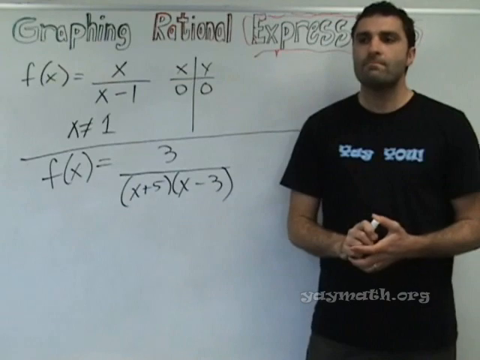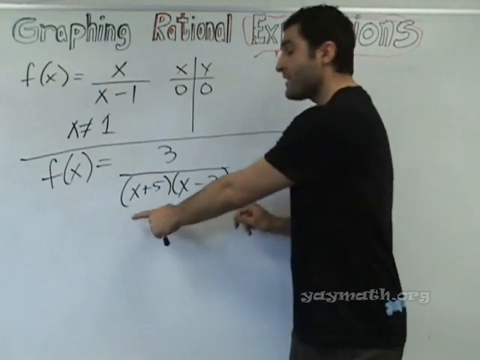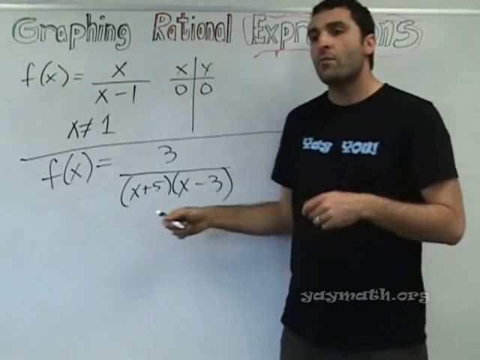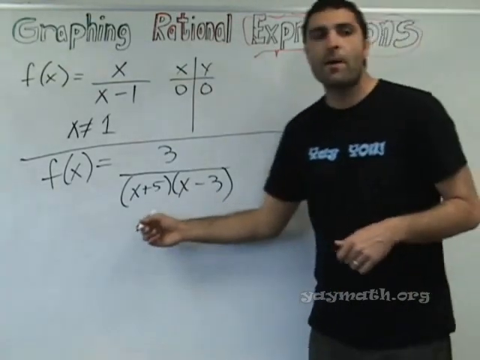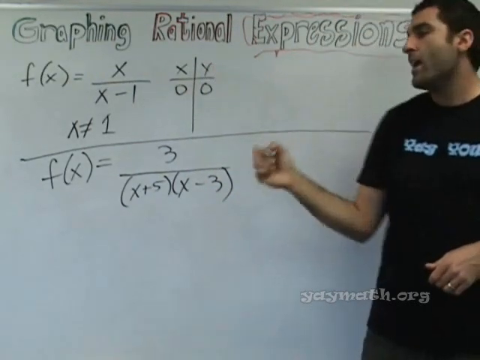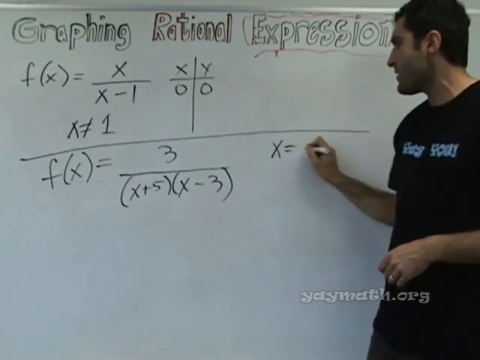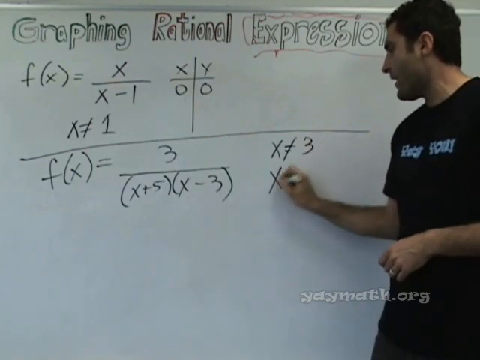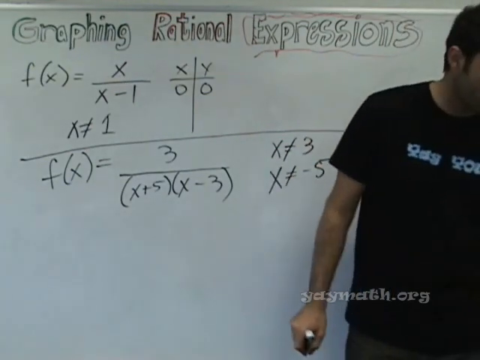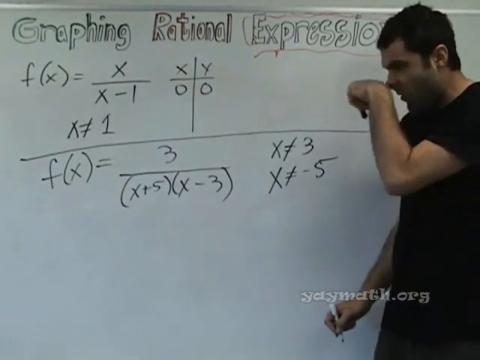Right, the numbers for which the denominator would be 0 is what you're implying. And the denominator can't be 0. What are the values for x? 3 and negative 5. Any questions about that? x can't be 3 and x can't be negative 5. That makes sense, right? Very good. That's that one.